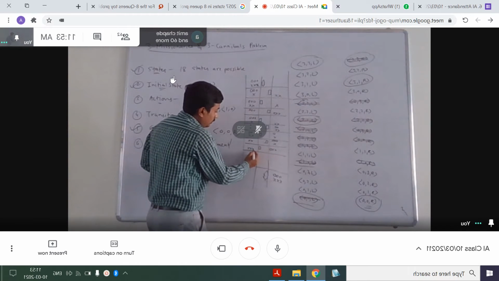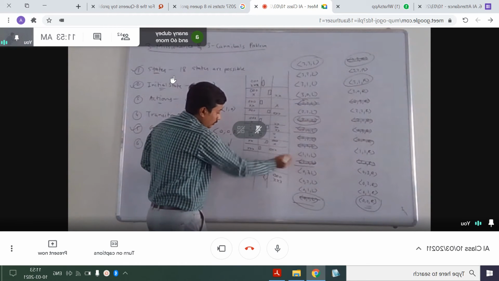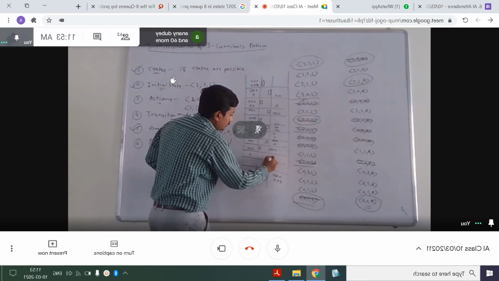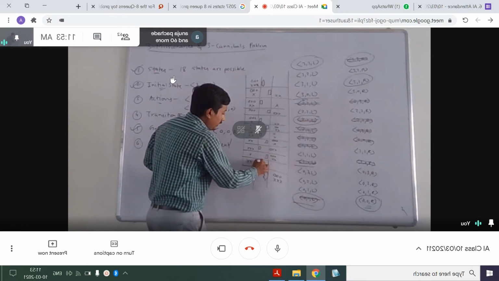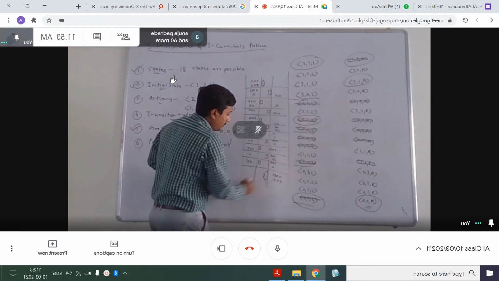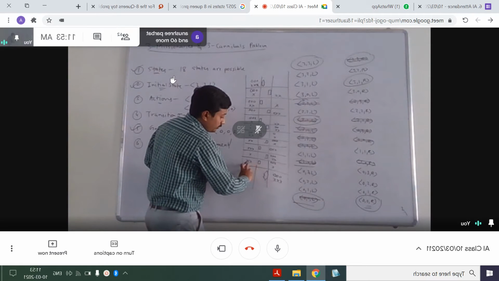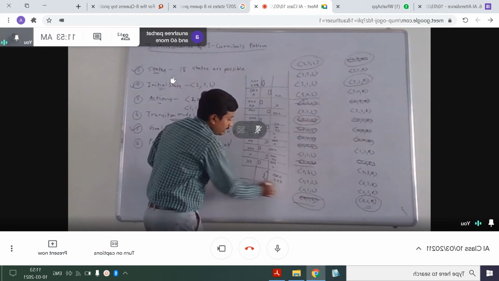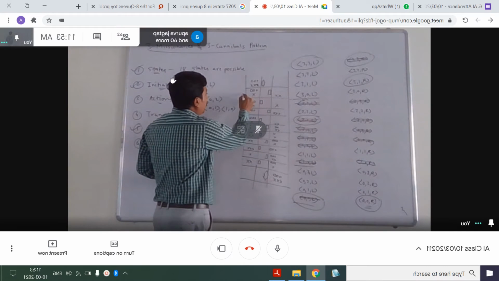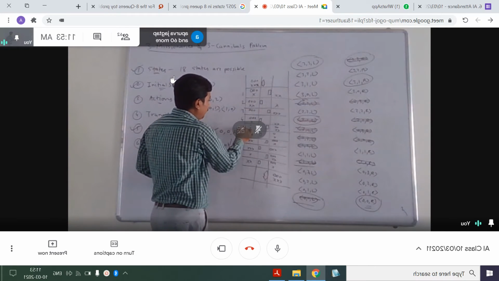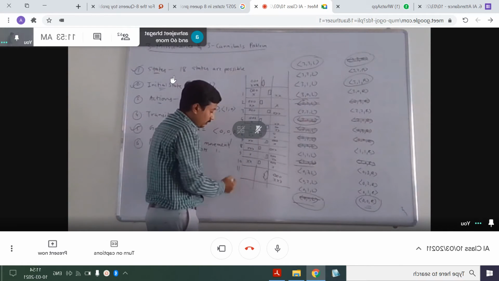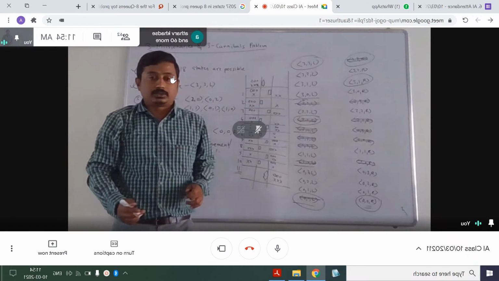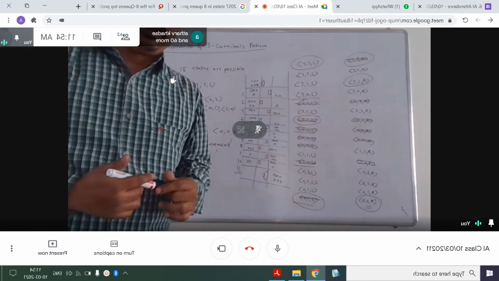Okay, now 2 cannibals will go to the other side. One cannibal will bring the boat to the left side, and finally 2 cannibals will go to the other end. So how many moves are required? 1, 2, 3, 4, 5, 6, 7, 8, 9, 10, 11. So 11 is the path cost for the most optimal answer.